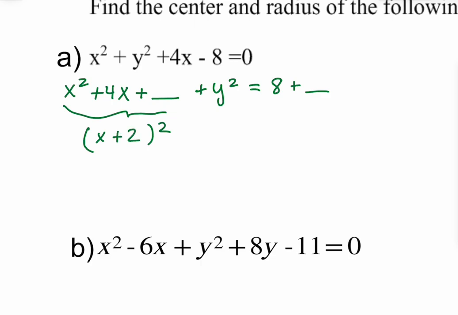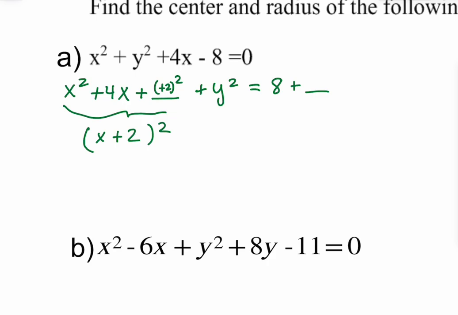Now, this one's always going to be an x. This one's always going to be half that coefficient. So half of that goes there, and then we're going to take this number and square it. So it's going to be a positive 2 squared. Let me go over it again. We're always going to use half that coefficient. It's going to go down in our x plus or x minus parentheses, and then that number squared fills that spot. Whatever we add to the left, we're going to add to the right.